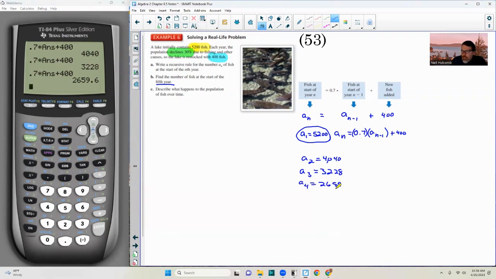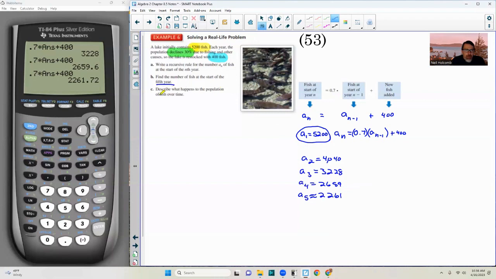2,659.6. I'm just going to drop that 0.6 off because you can't have 6/10 of a fish. Then I'm going to hit enter one more time. So a sub 5, the 5th year, there are 2,261.72 fish. That's going to be an approximation. You can't have 7/10 of a fish. So in the 5th year, we're going to have approximately 2,261 fish.